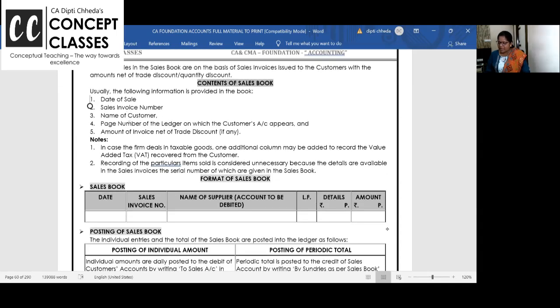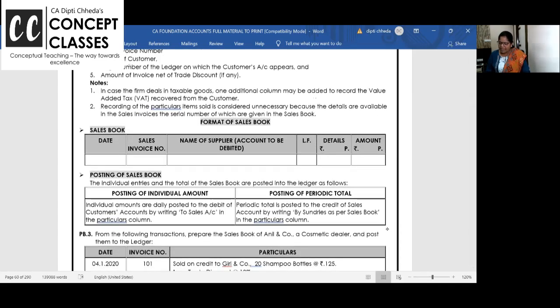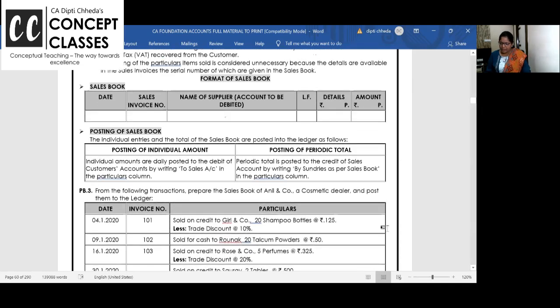In case the firm deals with taxable goods, you have to make an additional column for VAT, GST, whatever it is now. So date, invoice number, name of the supplier to be debited, ledger folio for posting, debit and credit amount. Okay. Individual amounts are posted daily and periodic totals are done for the sales book. Again, same. Party to sales. So the party account is posted immediately. In the sales book, you go on recording the transaction, and then you will add it, total it, and do the posting weekly once, or every 15 days, like that.